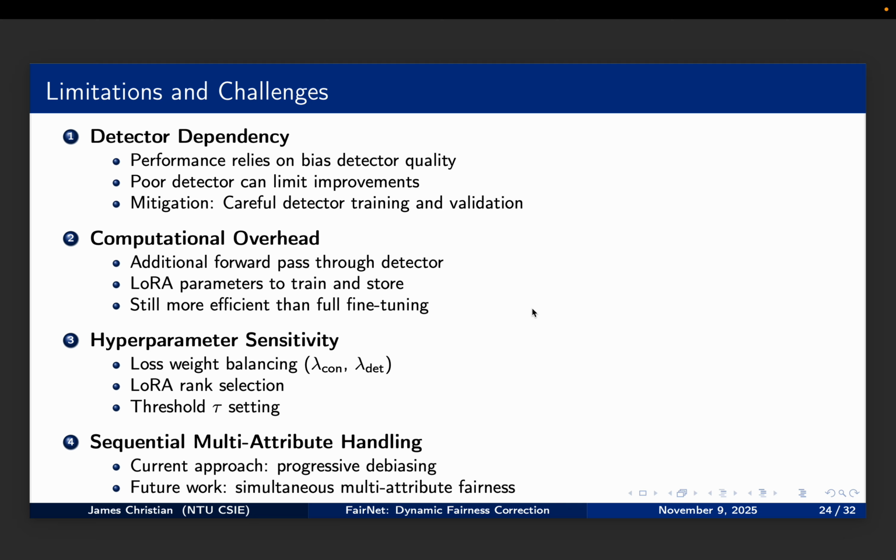Fourth, sequential multi-attribute handling. The current approach is progressive debiasing. Future work should address simultaneous multi-attribute fairness.